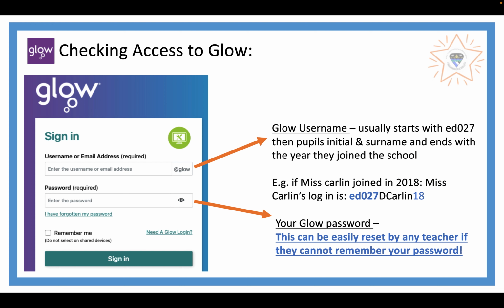To go into how to access Glow in a bit more detail, I've just given an example here just in case there was anyone that needed a little bit more support. Normally the Glow username starts with ED027 for Bishopbriggs Academy. Then it would be the pupil's first initial, their surname, and the year that they joined the secondary school. They then would have a Glow password, and it's really, really easily reset by any teacher in school.